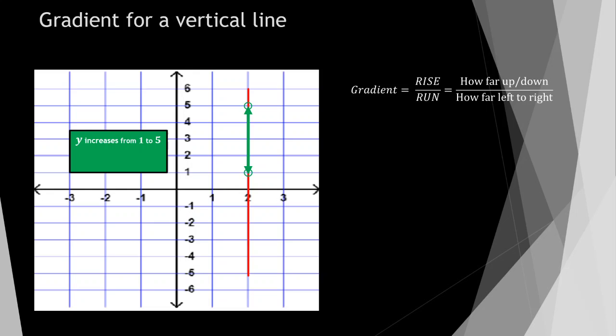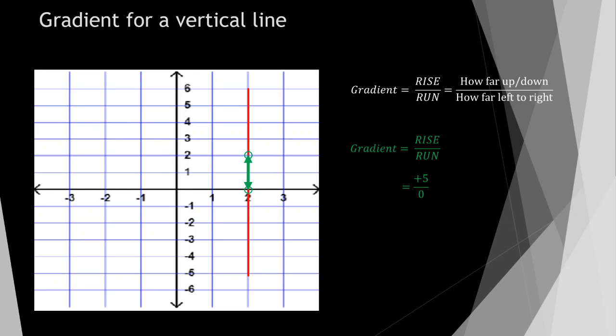And what happens to the x value? Well, it doesn't increase and it doesn't decrease, it just stays the same. So you could say that the rise is 5 and the run, well, it hasn't run at all, it hasn't gone any distance, it's still staying in line. So the run could be 0. So we can say that the gradient of this line is 5 over 0.